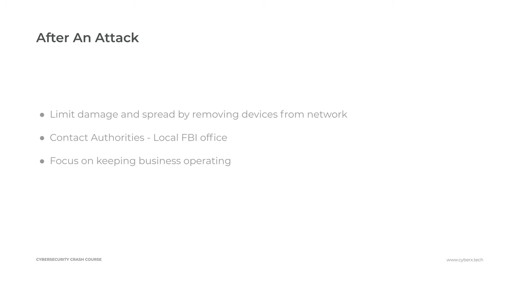Next, after a ransomware attack, contact your authorities, your local FBI office. They will help you. They will assist you. They will investigate. They work a lot of these cases, and it helps them piece together what's going on when you do actually report to them.